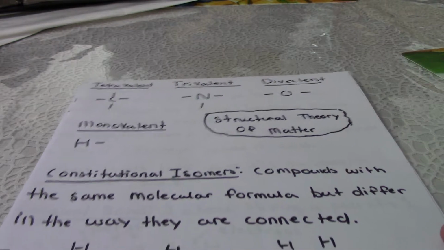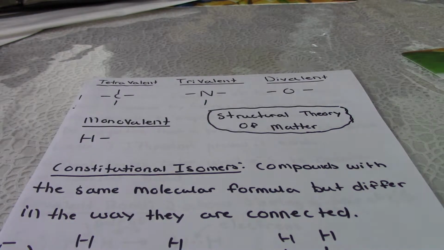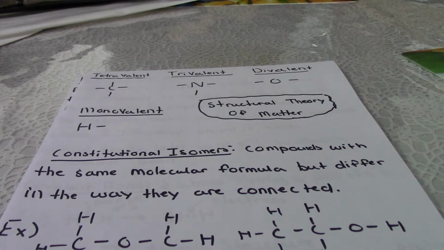And the second thing I'd like to talk about in the structural theory of matter is something called constitutional isomers. Now, constitutional isomers are basically compounds that have the same molecular formula, but they differ in the way that the atoms are arranged.